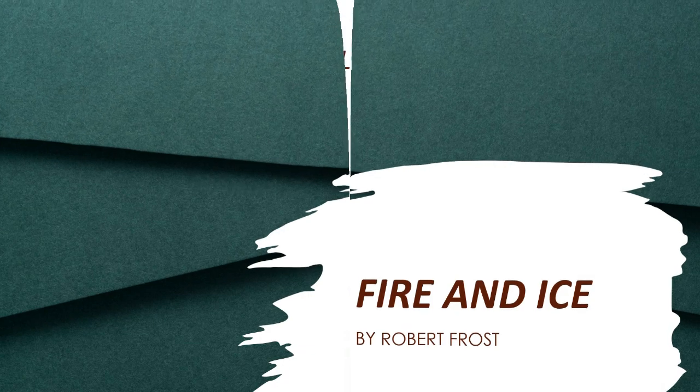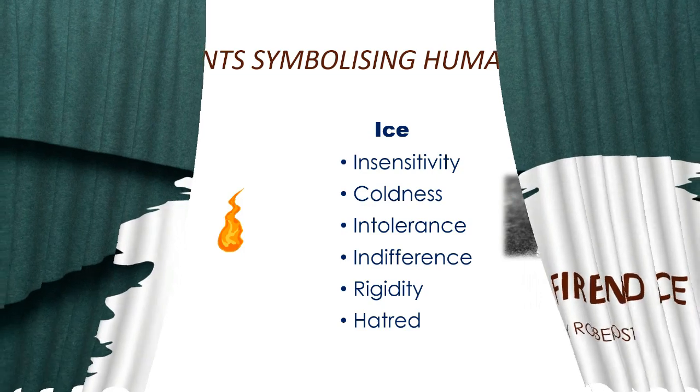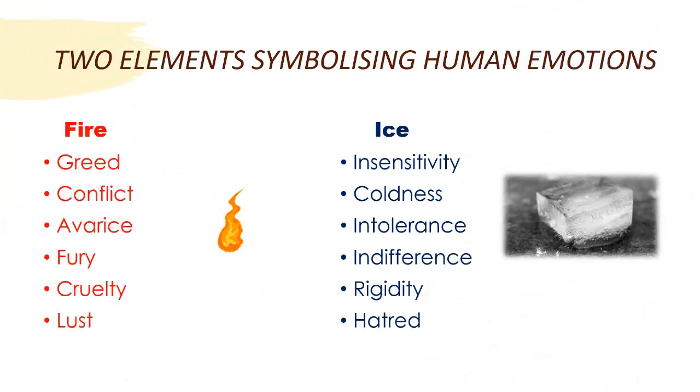Students, in the first stanza, the poet expresses how the world might end, and some believe that the world will be destroyed by fire, while others say ice. You don't think that fire and ice are going to destroy the world. Okay, he is actually symbolizing these two elements as human emotions: fire as desire and ice as hatred.